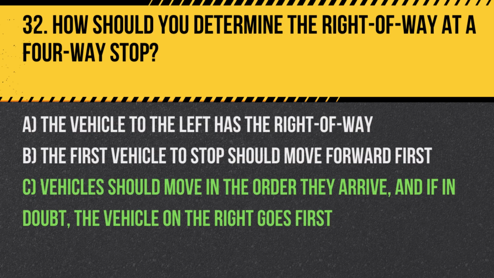Answer: C. Vehicles should move in the order they arrive, and if in doubt, the vehicle on the right goes first. This rule helps prevent confusion and collisions at four-way stops.